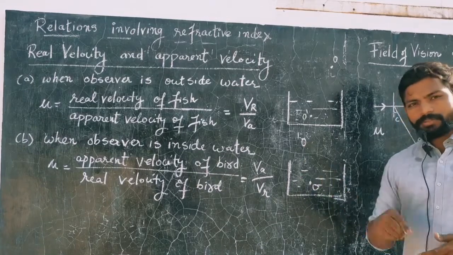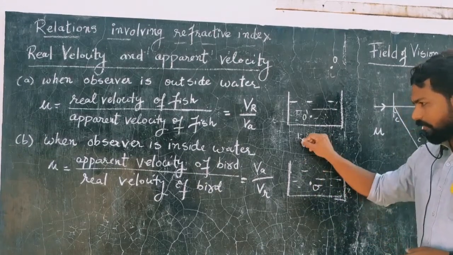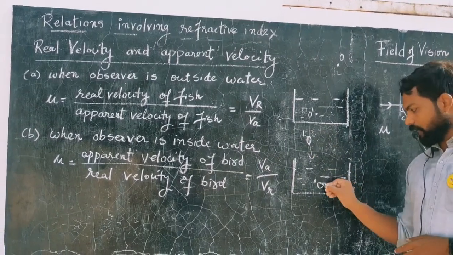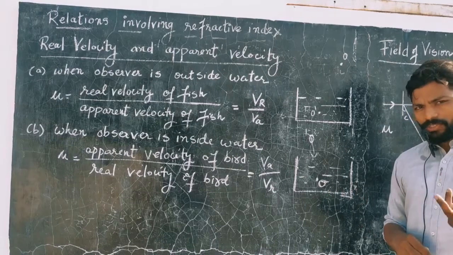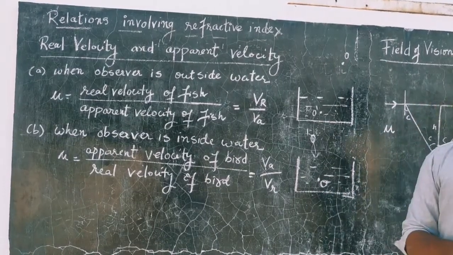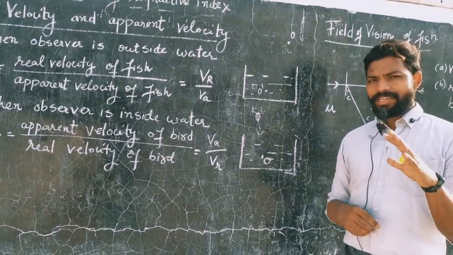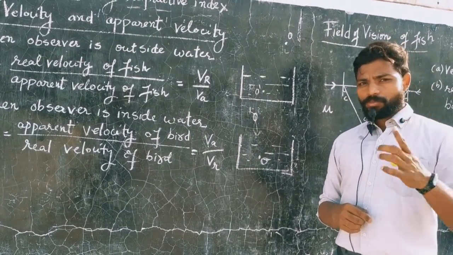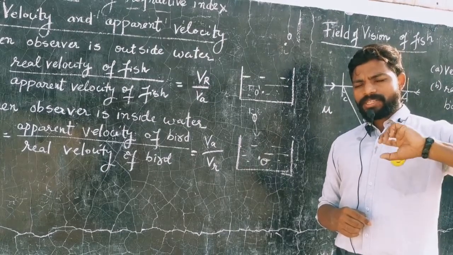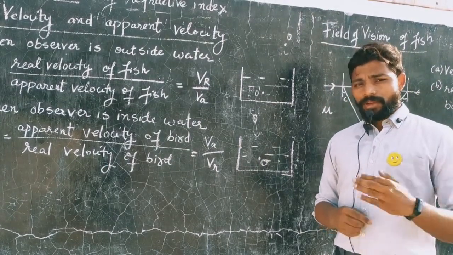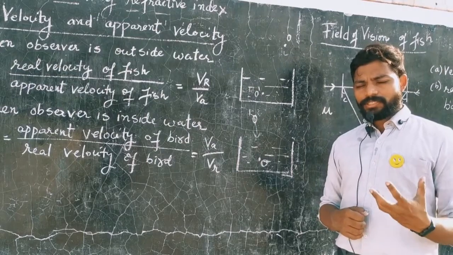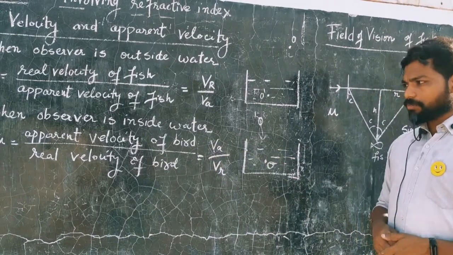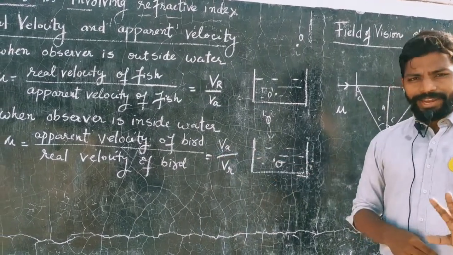Fish is watching the bird. Actually the bird is traveling very slowly, but this fish feels it is traveling very fast. That is what we learned in the previous relations. The real height of the bird is actually less, but the apparent height is more. Means the fish feels the bird is very far away, and when it catches it, the fish realizes it traveled very fast. That means the apparent velocity of the bird is more and the real velocity of the bird is very less, right?